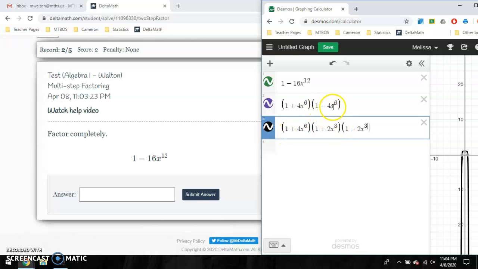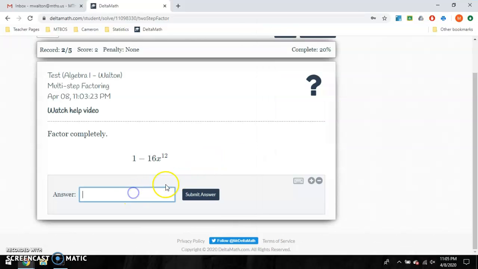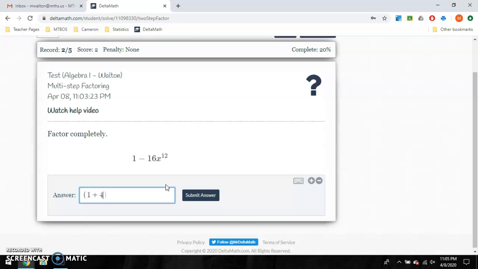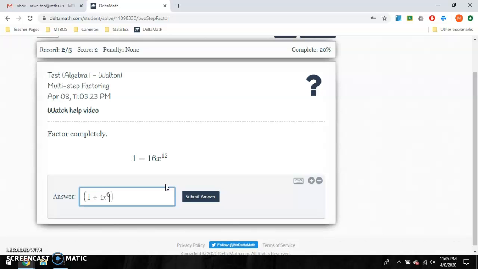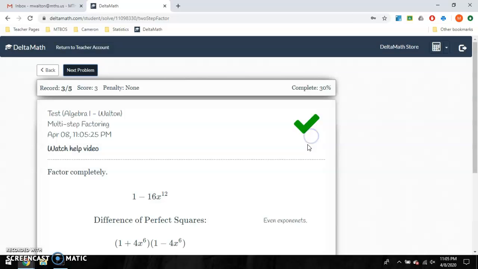Finally, 1 minus 4x to the 6th power. Well, 1 still breaks up into 1 and 1. I have 1 positive, 1 negative in order for that middle term to cancel out. 2 times 2 is 4, and x to the 3rd times x to the 3rd is x to the 6th. So, final answer, here we go. I have 1 plus 4x to the 6th times 1 plus 2x to the 3rd, 1 minus 2x to the 3rd. All right, and that is looking good, assuming I typed that all in correctly.